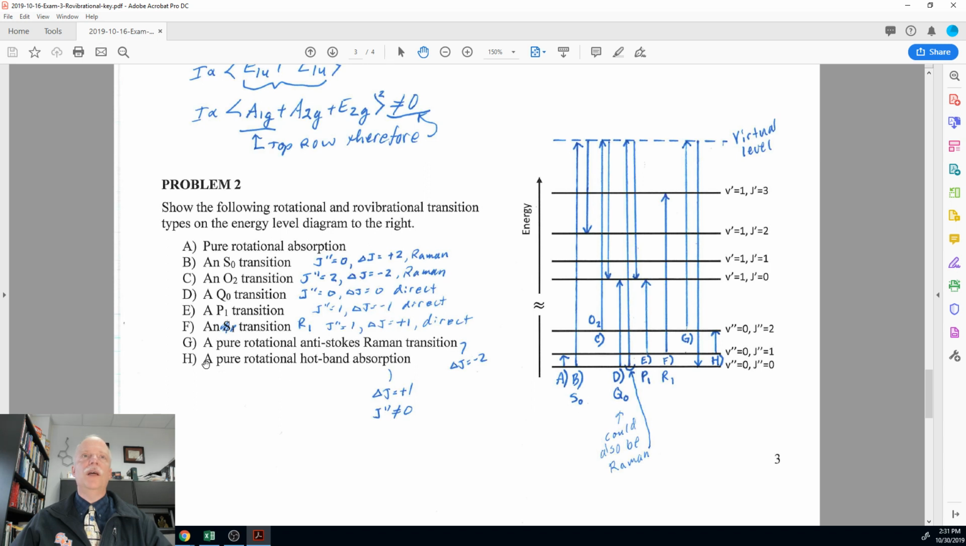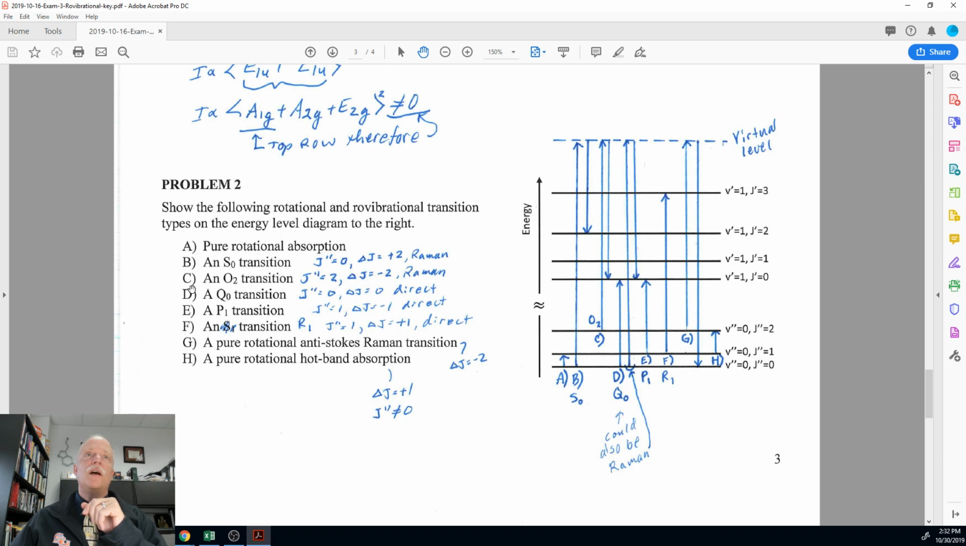Later on, let's just skip down to H. This is a pure rotational hot band absorption. So it's still just jumping by 1 J value, delta J equals +1, but we can't start in the ground state because hot bands start in all states, not the ground state. So I have to be thermally excited to have a hot band. And so this is going from J equals 1 to J equals 2. So that's a hot band because it's starting in J equals 1, and it's pure rotational absorption because it's going up by 1 J value.